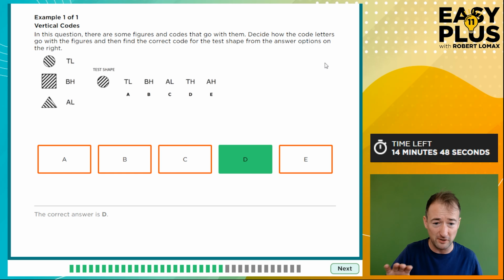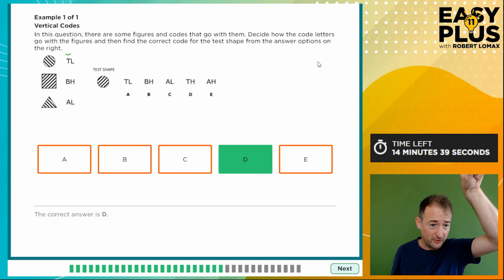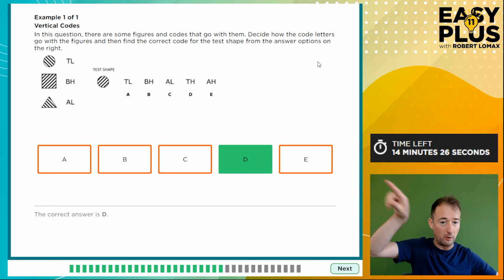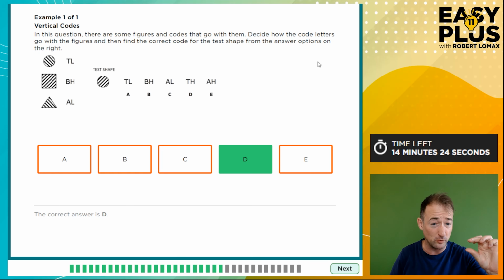So I'm going to be using my tablet here as my bit of paper. So top left here, we've got T, L, B, H, A, L. So what you do here, you need to look for common letters. So in the first column, T, B, A, nothing in common. Second column, L, H, L, looking at the example, there are 2 L's, okay? So there's something in common between the first and the last. What's in common? They've both got diagonal stripes. So L means diagonal stripes going that way, okay? So that means that H, which is the other one, must mean diagonal stripes going the other way, okay? So L is diagonal stripes going that way. Our test shape has got diagonal stripes that way, so it's H.